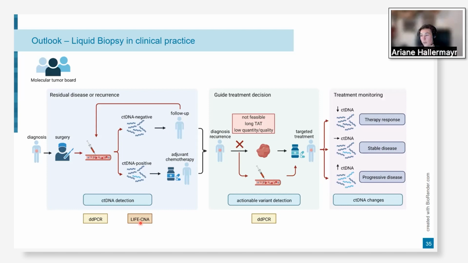And then a third interesting approach for how liquid biopsy could be used in clinical practice is treatment monitoring, as by decreasing ctDNA levels, response to treatment could be predicted. By stable ctDNA levels, stable disease could be predicted, and by increasing ctDNA levels, progressive disease could be detected. So actually by tracking changes in ctDNA, treatment monitoring might be applicable. And this can be done with both methods I established and validated throughout my PhD.